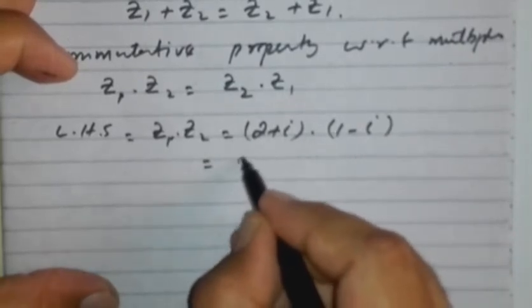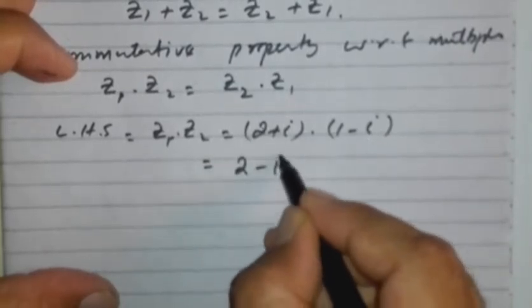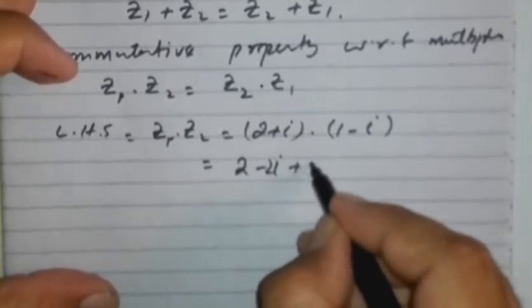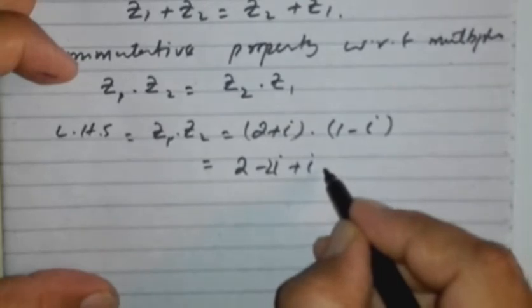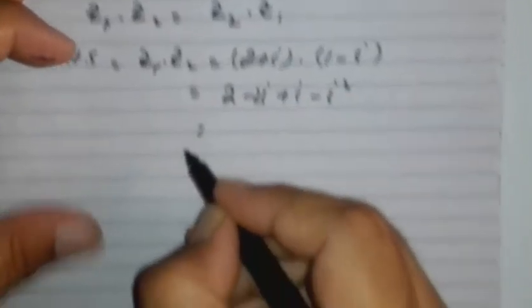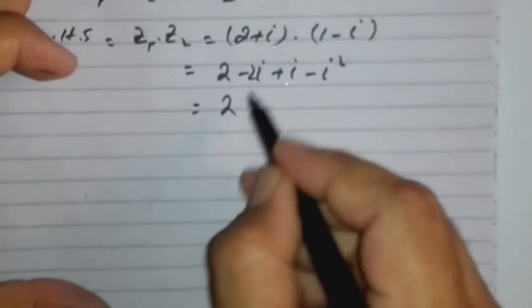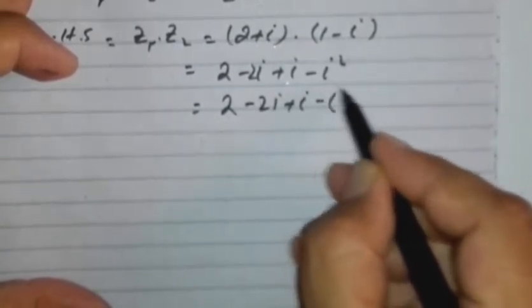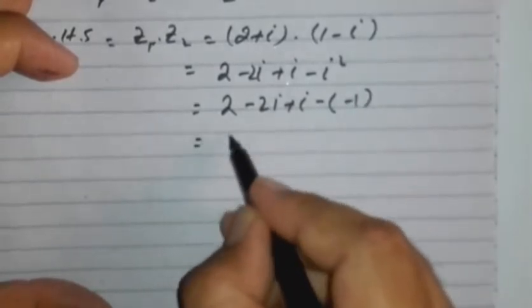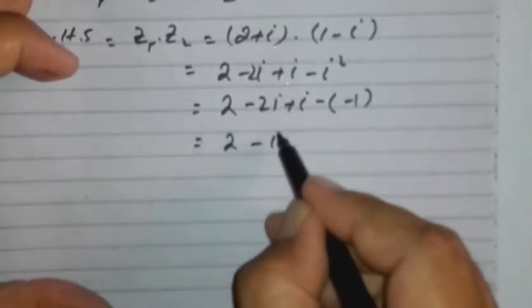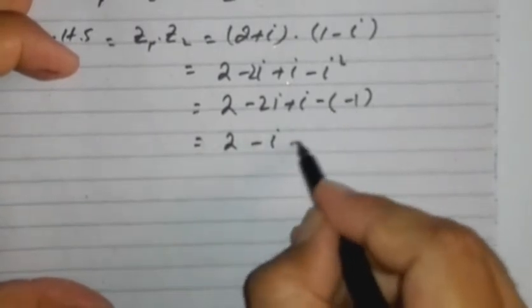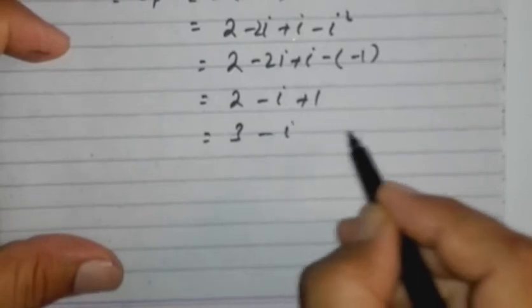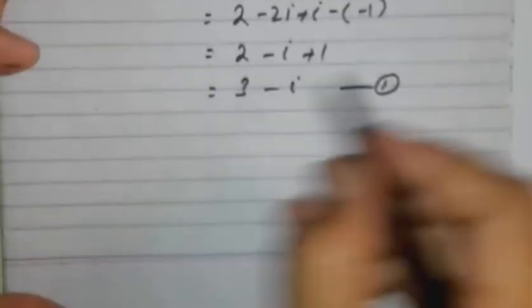2 ones are 2, 2 minus iotas are minus 2 iota. Iota ones are iota, and iota into minus iota is minus iota square. 2 minus 2 iota plus iota minus iota square, the value of iota square is minus 1. So 2 minus 2 iota plus iota we get minus iota, minus into minus plus 1. 1 plus 2 we get 3 minus iota. This is 1.